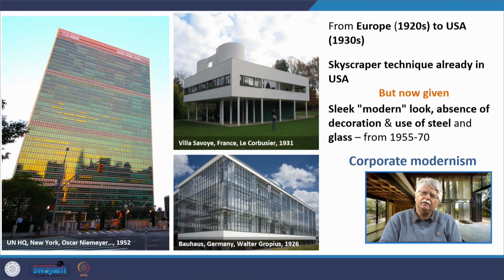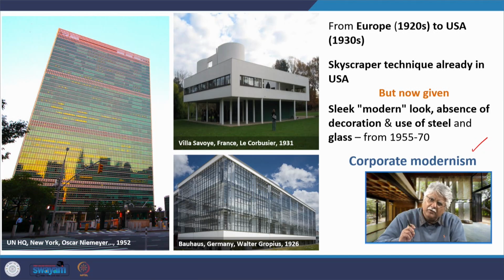So essentially the international style has its roots in Europe, and it spread from Europe to America, from 1920s Europe to 1930s America. The skyscraper technique had already been established in the USA, but because of the coming in of the international style, this skyscraper got a very sleek and modern look without any decoration and use of steel and glass on the outside of the building. That means completely visible to the naked eye, and this also came to be called corporate modernism.